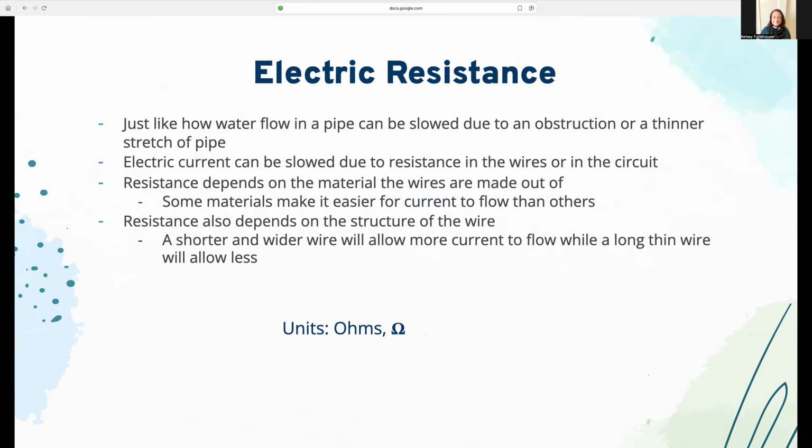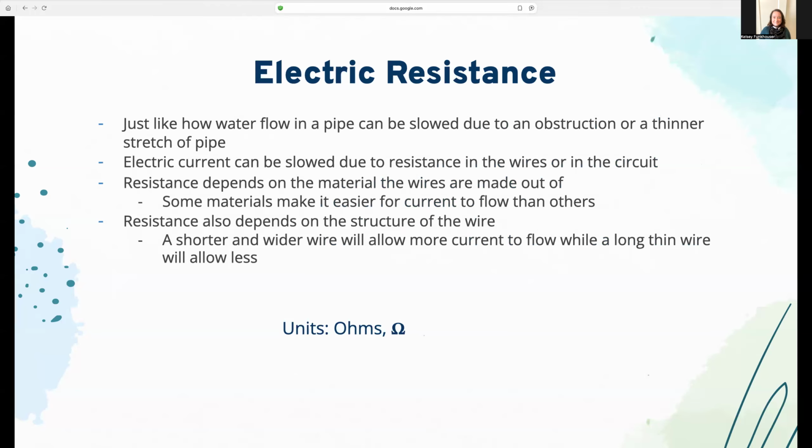Just like how water flow in a pipe can be slowed due to an obstruction or a thinner stretch of pipe, electric current can be slowed due to resistance in the wires or in the circuit overall. Resistance depends on the materials the wires are made out of. Some materials make it easier for current to flow than others. That's a similar idea to conductors and insulators from the previous lecture.